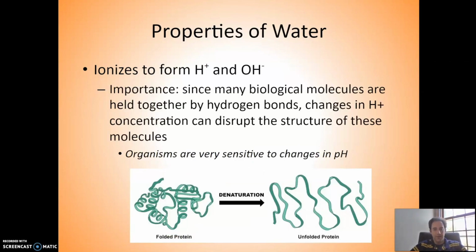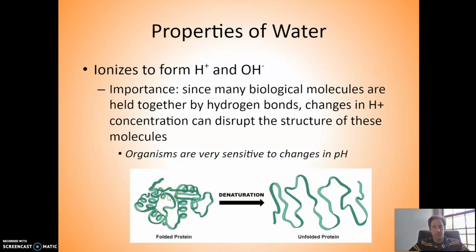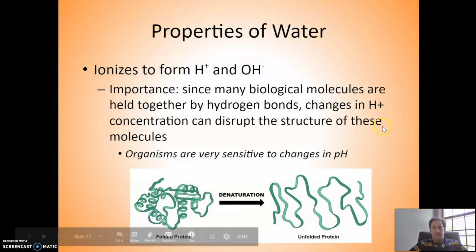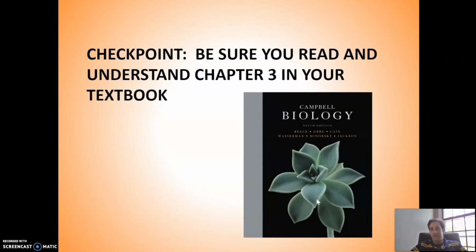So there you go. The importance of this: many biological molecules are held together by hydrogen bonds, as we're going to see. Proteins, for example, are ribbon-like molecules that twist and fold into a very specific three-dimensional shape. If we change the pH, that is, if we change the H+ concentration, that's going to disrupt the way these molecules hydrogen bond and interact, and then it's going to fall apart and unfold. So pH is really, really important to biological things.